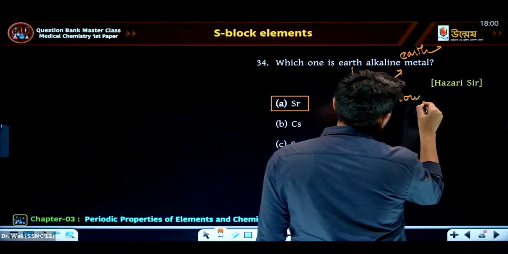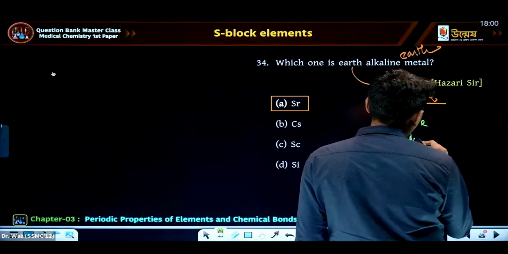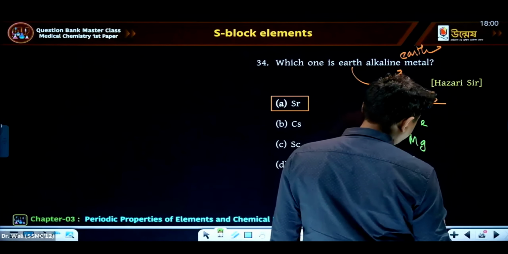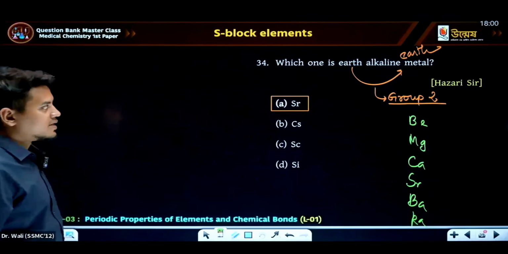What are the alkaline earth metals? Actually, alkaline earth metals are within group 2, and group 2 can be remembered in this way: biryani, moglai, kabab, shoriye, batite, rakho. Beryllium, magnesium, calcium, strontium, barium, and radium. Strontium is there, so strontium is the correct answer.